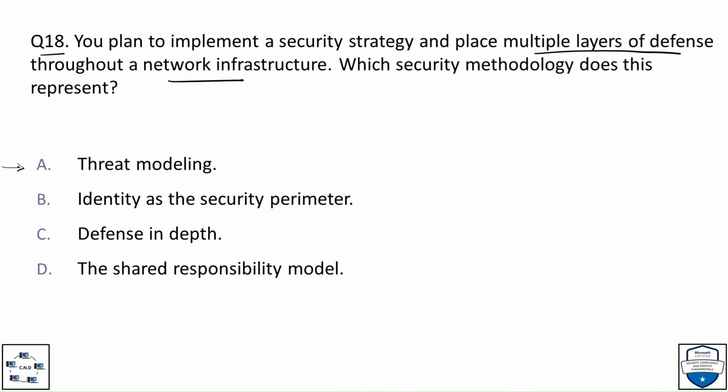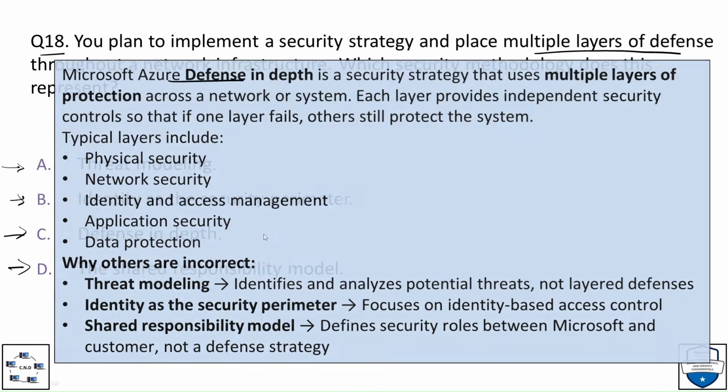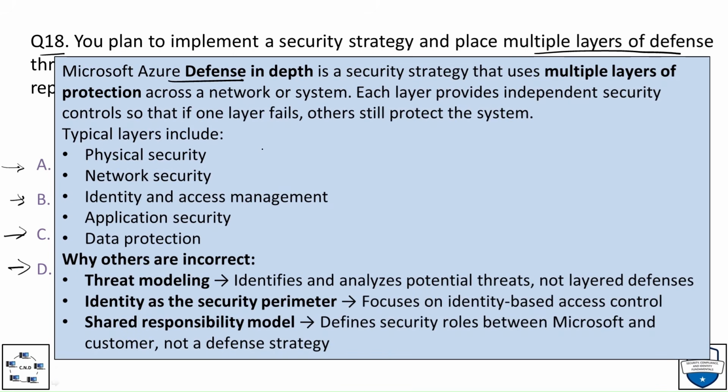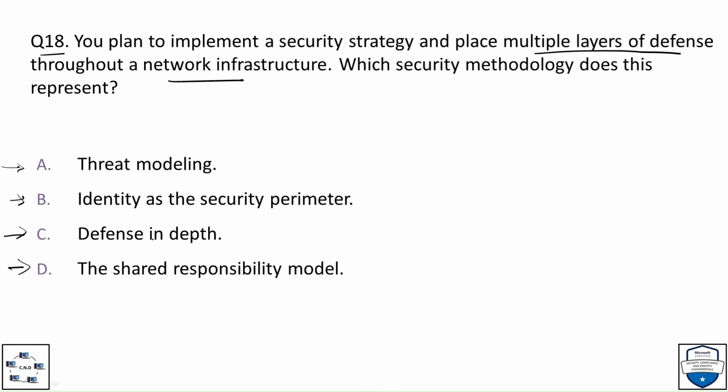So the options are option A, threat modeling, option B, identity as the security perimeter, option C, defense in depth, and option D, the shared responsibility model. And the correct option is defense in depth. We are talking about multiple layers of defense. So this type of defense is known as defense in depth.